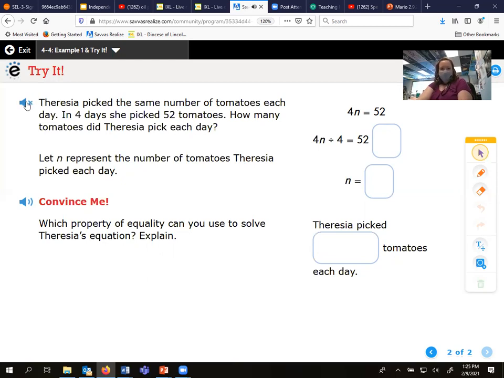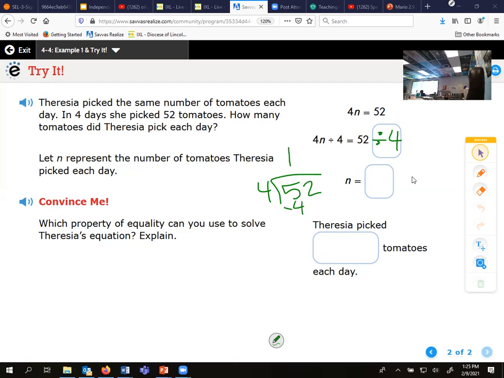Okay, I just want to know how they say this. Teresia. Okay. Anyway, so you can see underneath that 4N equals 52 that on the left side we are dividing by 4. So what do I need to do on the right side? Yeah. Divide by 4 again. When I take 52 divided by 4, how many times does 4 go into 5? How many times does it go into 12? 3 times. So that means Teresia picked 13 tomatoes each day.